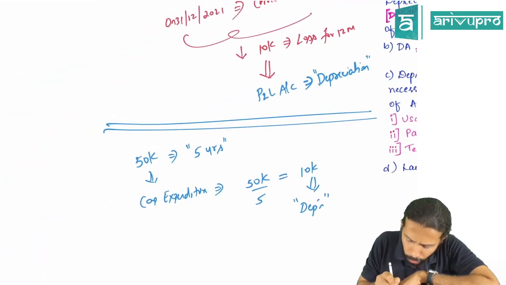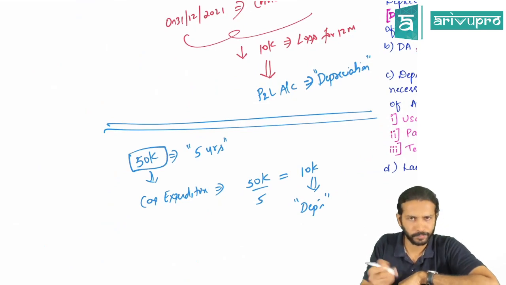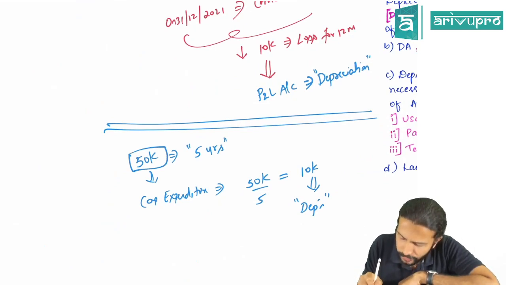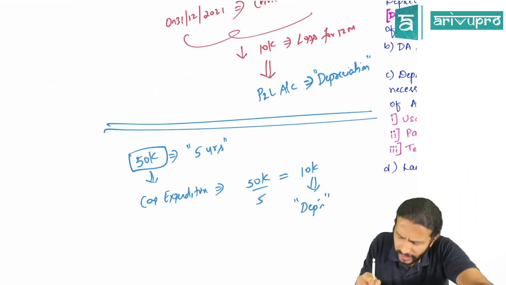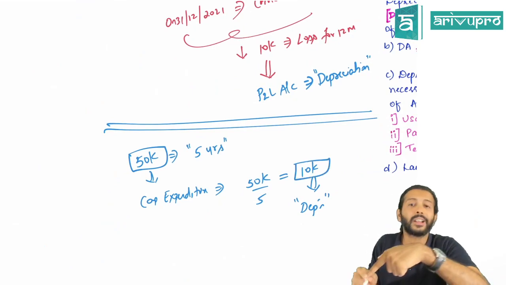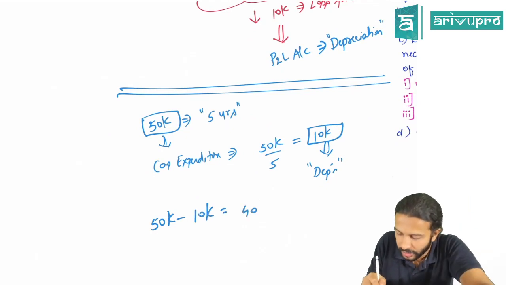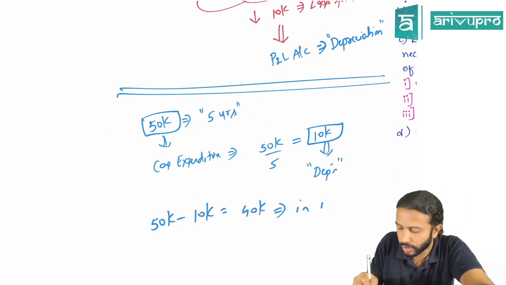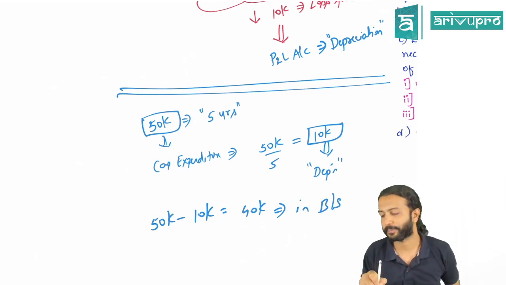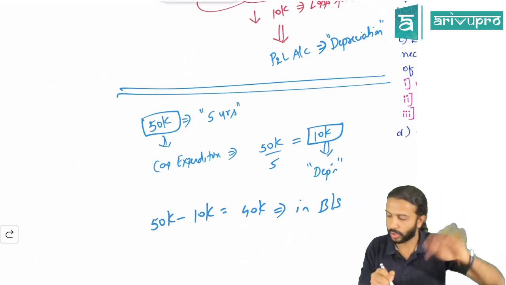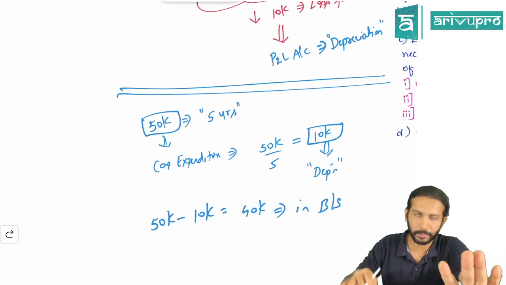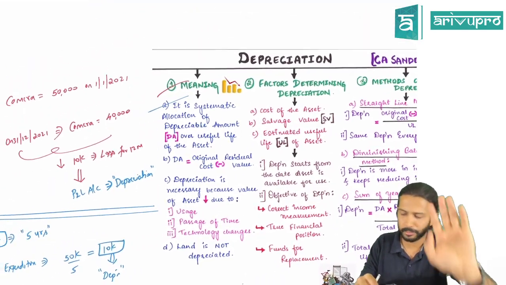See, you bought the camera only for 50,000. Are you transferring the entire 50,000 to P&L? No. You're transferring only how much to P&L? 10,000, right? That means how much remains? You bought it for 50, 10,000 you transferred to P&L. How much remains? 40,000. This 40,000 you will show in balance sheet. Okay, fair enough. That's how it gets incorporated. We'll get to that portion in a bit.